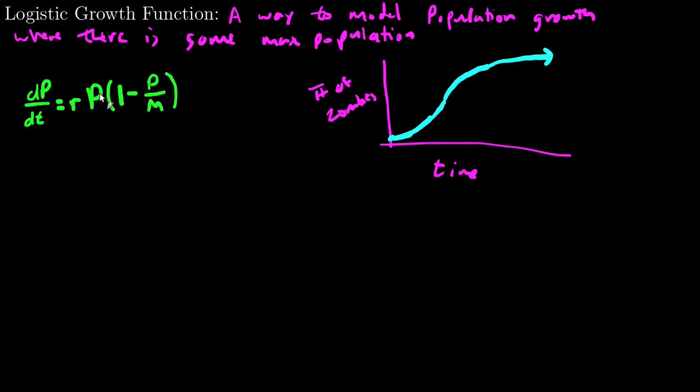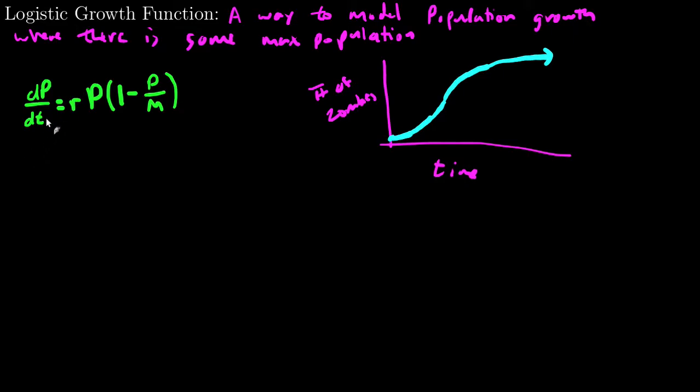So if P is exceptionally small, then this will be small because we're multiplying by a very small number. The closer P is to 0, the closer this is to 0. If P is close to the maximum number that it can hold, then 1 minus P over M will be close to 0, and so this will be close to 0. So you can see that the rate is going to be low here, and low here, but there will be some sweet spot where P is relatively large, but still not close enough to M to make this approach 0.